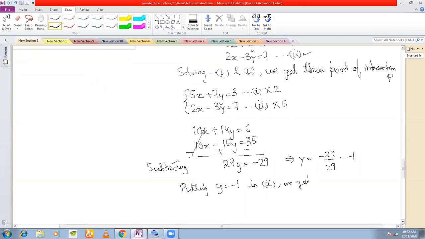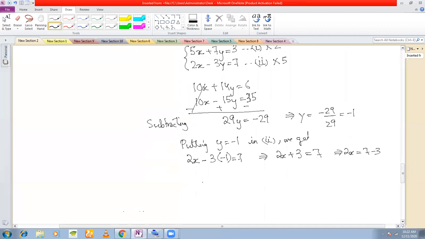We get 2x minus 3y is equal to 7. That means 2x plus 3 is equal to 7. That means 2x is equal to 7 minus 3. That means 2x is equal to 4. That means x is equal to 4 by 2, which is equal to 2.